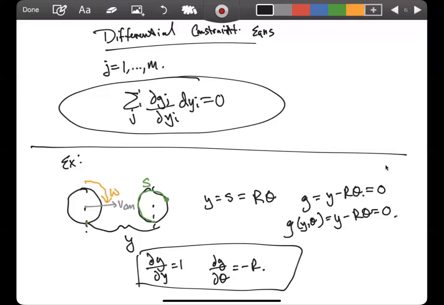So the last type of constraint I'm going to talk about is an integral constraint. We can have algebraic constraints, differential constraints, and now we can have integral constraints as well.